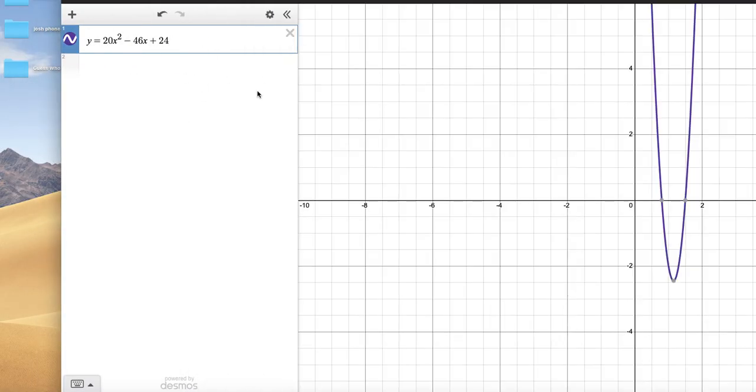I have the graph right here. 0.8, 1.5. So that's how we know that we got the right answer.